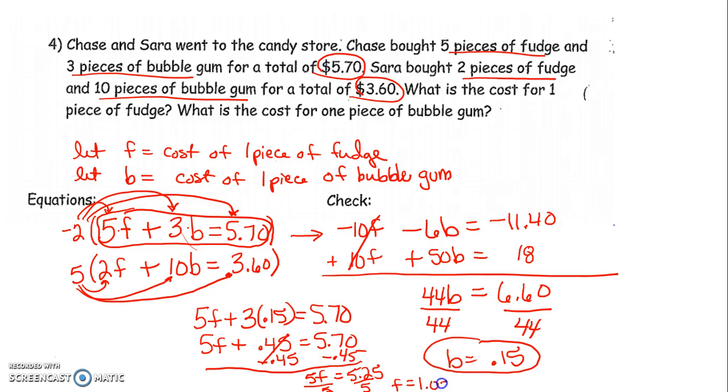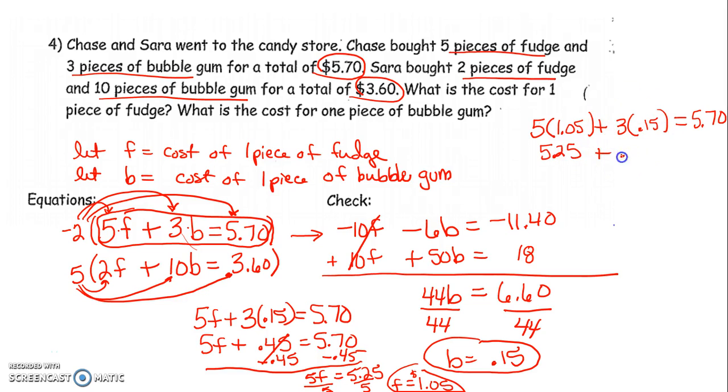Now we're just going to check that this actually makes sense. So Chase bought 5 pieces of fudge, so 5 times $1.05, plus he bought 3 pieces of bubble gum, 3 times 15 cents, and he spent a total of $5.70. When I simplify that, I'm hoping to get $5.70. 5 times 105 should be... oh, sorry, I did 3 in my mind. 5 times 105 should be $5.25. I'm sorry about that. $5.25.